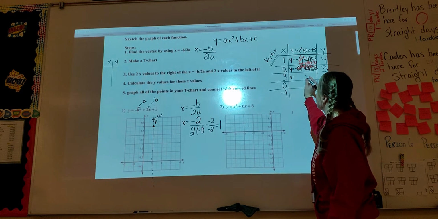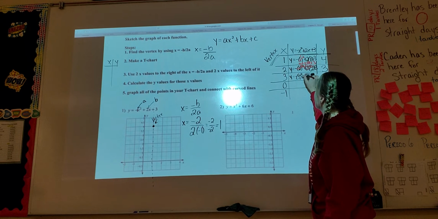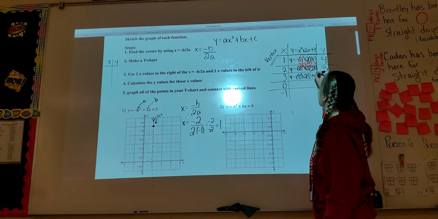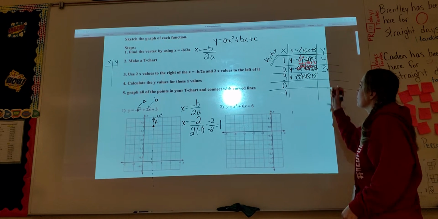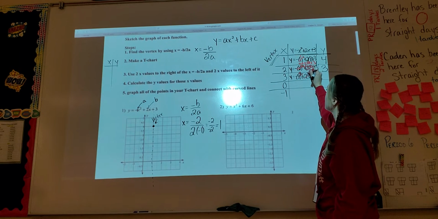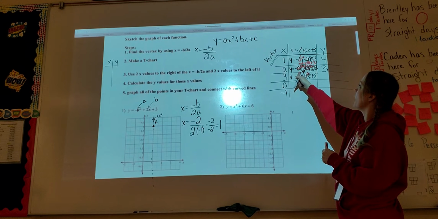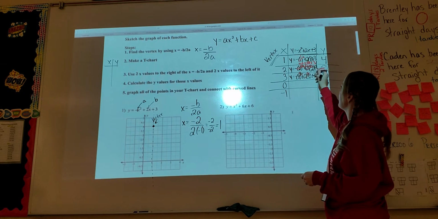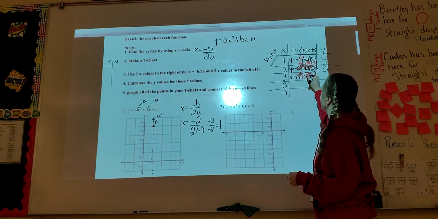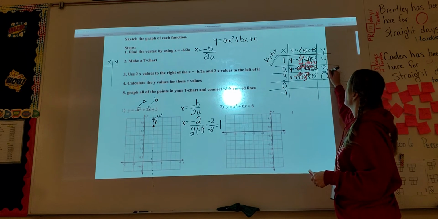I've got y is equal to a negative, and then this is 3 squared plus 2 times 3, and then plus 3. So I have 3 squared is 9, 2 times 3 is 6, and then I've got negative 9 plus 6, so that's going to be a negative 3 right there. Negative 3 plus 3 is 0.